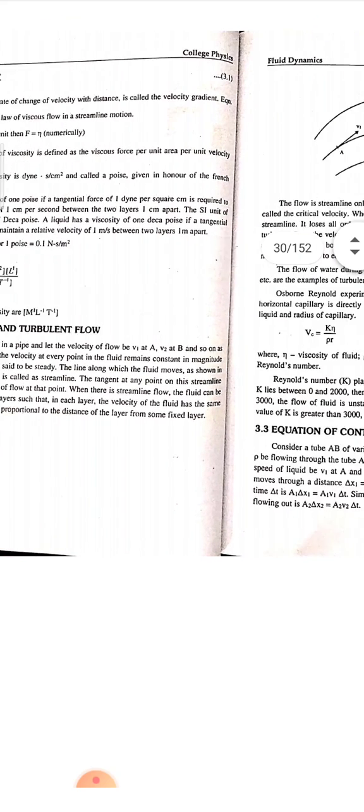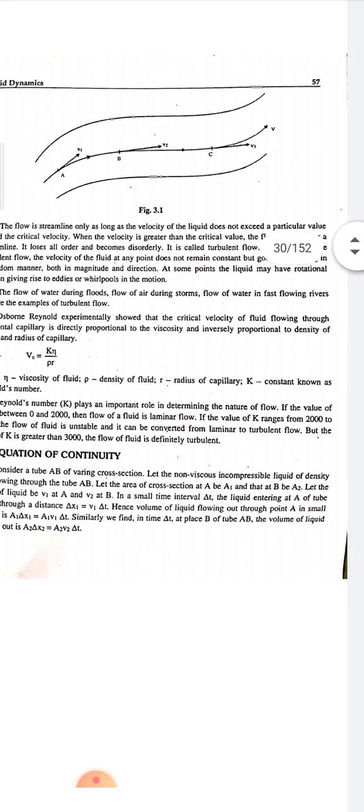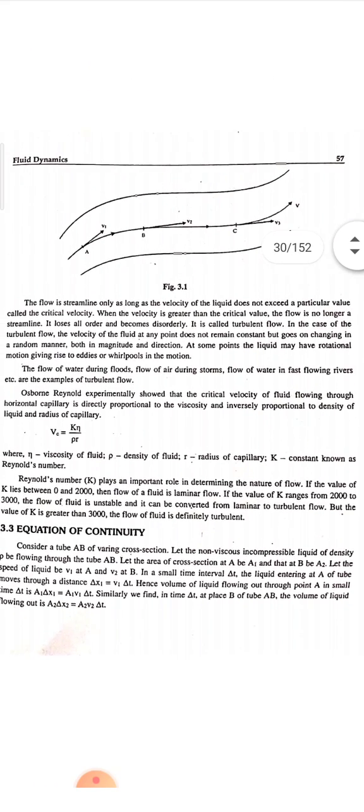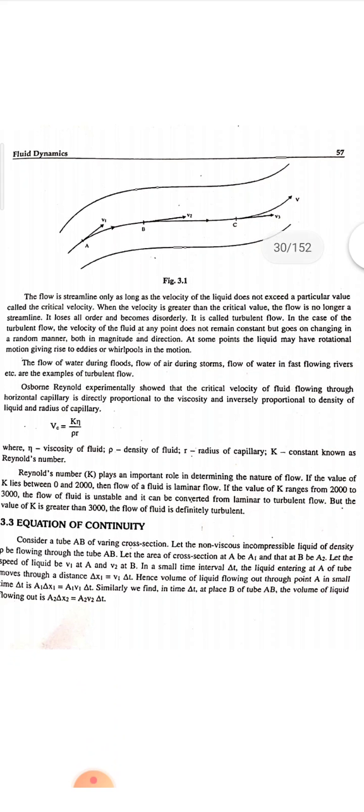When the flow is steady, it is called streamline flow. You have to remember that, it may come for the MCQ. The velocity is proportional to the distance of the layer from some fixed layer. The flow is streamline only as long as the velocity of the liquid does not exceed a particular value called the critical velocity. That may come for the MCQ. If the velocity is greater than the critical value, the flow is no longer streamline. That may come for the MCQs.